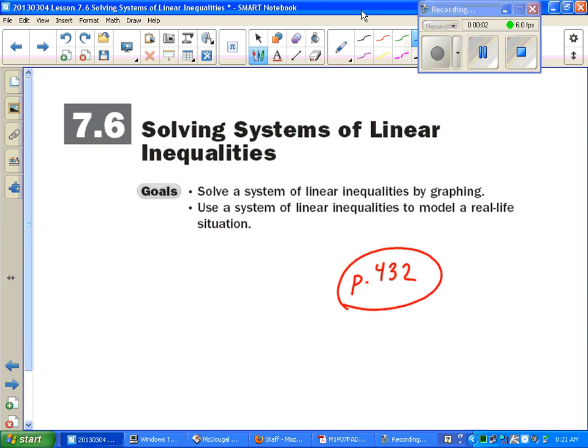This is section 7.6. We're solving systems of linear inequalities, and we have a couple of goals. First one we're going to look at today is solving a system by graphing. Next one we'll look at tomorrow, both writing systems of inequalities and modeling real life situations.